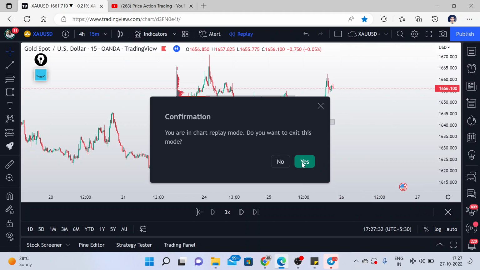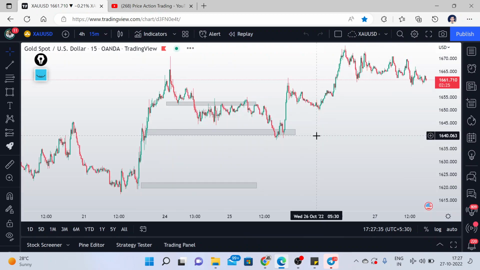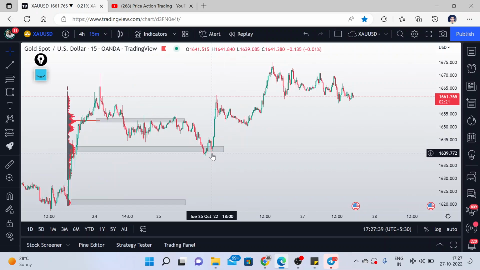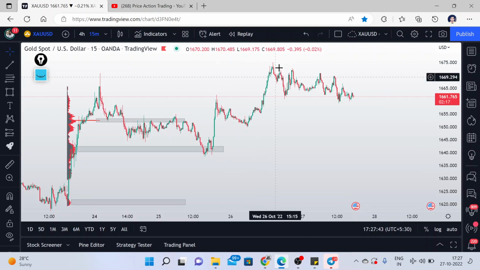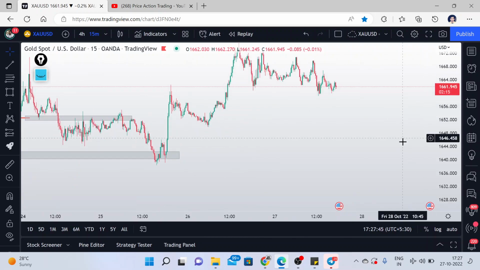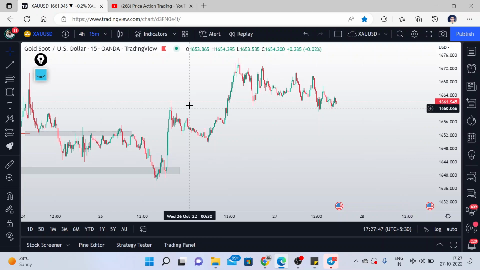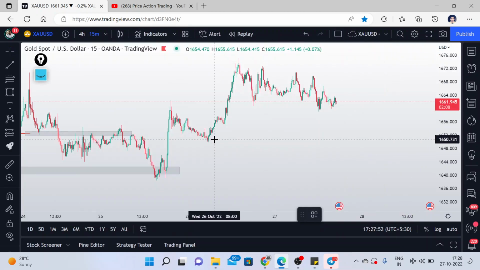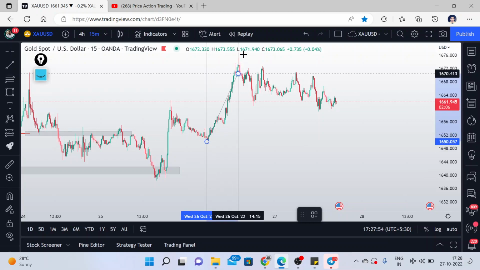Let me show you another example. So this is another good buy move from here to here, or you can say from here to here. We also have a good buy move. So what you have to do, you just have to click fixed range volume profile and just select the lowest and the highest.